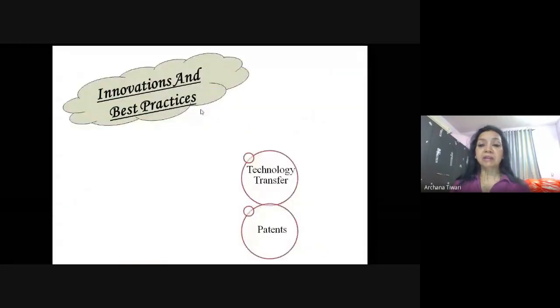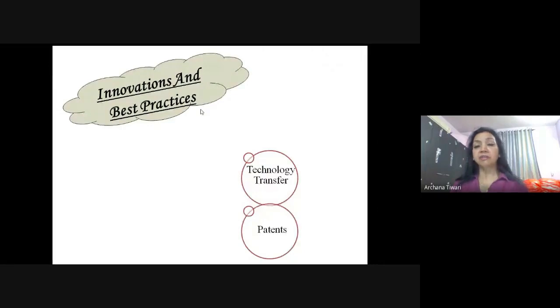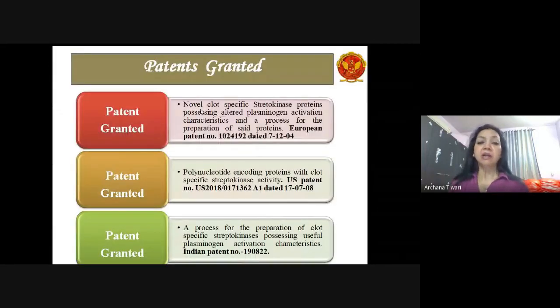Innovations and best practices, that is technology transfer and patents granted. We have patents granted, European patent, US patent, and Indian patent also, for the novel clot specific streptokinase proteins possessing altered plasminogen activation characteristics and the process for the preparation of said proteins.